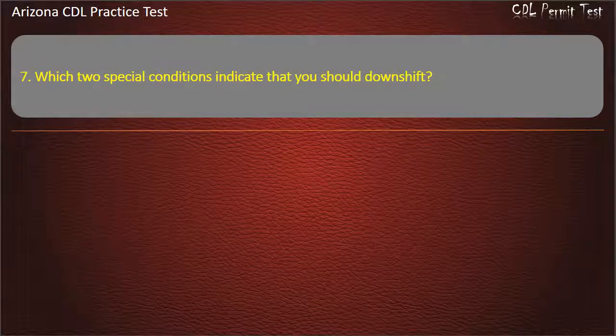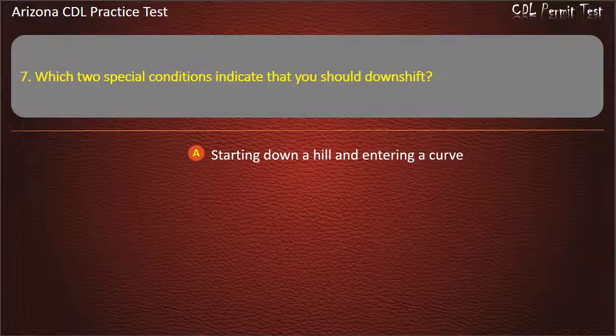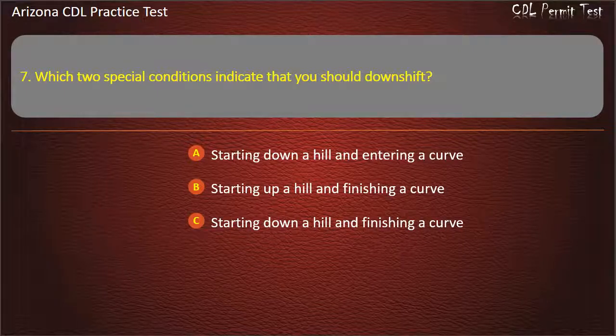Question 7. Which two special conditions indicate that you should downshift? Starting down a hill and entering a curve. Starting up a hill and finishing a curve. Starting down a hill and finishing a curve. Starting up a hill and entering a curve. Answer. Starting down a hill and entering a curve.